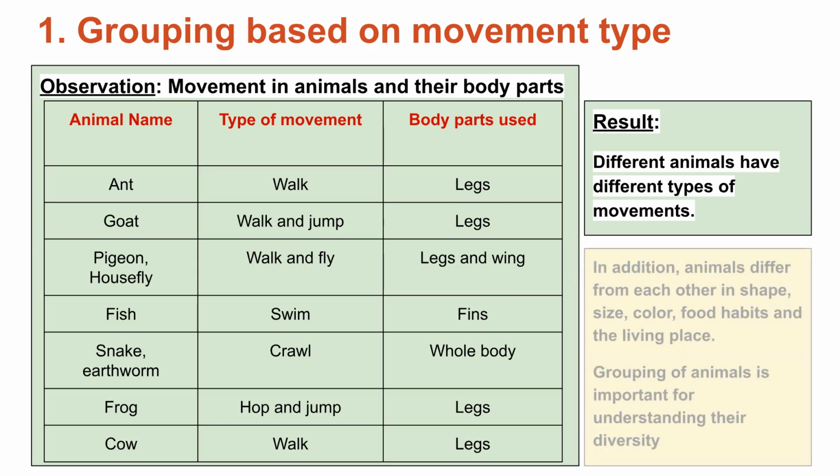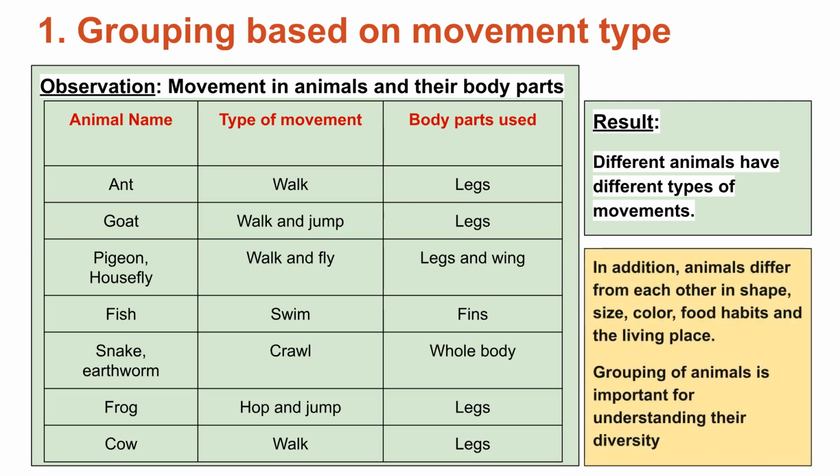And from this activity, we can say that different animals have different types of movements. Besides that, animals also differ in their shape, size, food habits, and living place. So we can categorize based on those features as well. Grouping of animals is very important because we can understand their diversity better.